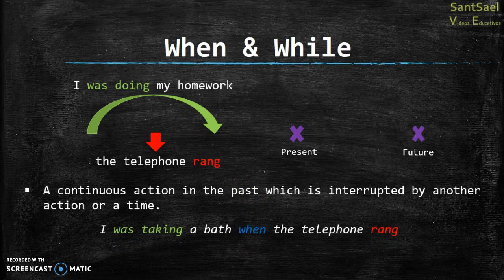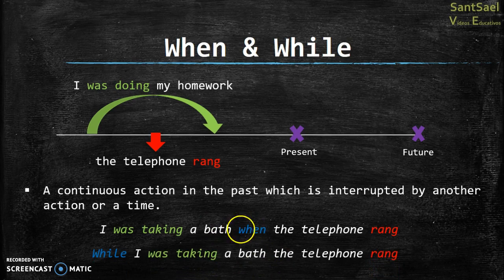We have another two examples. For example, I was taking a bath when the telephone rang, or while I was taking a bath the telephone rang. When and while are two connectors that are used with past simple and past continuous. In this case, when is before the past simple and while is before the past continuous.